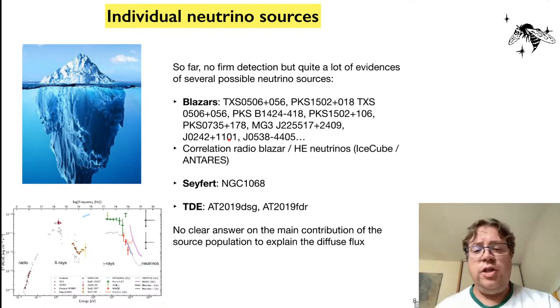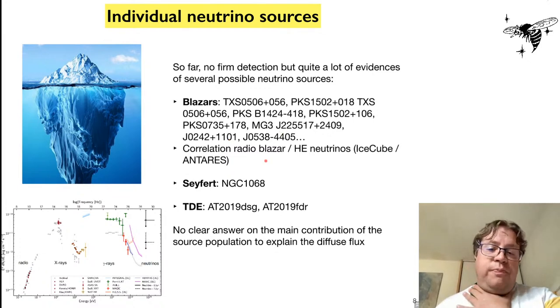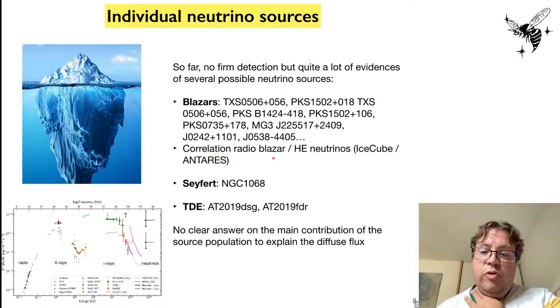If it's only a directional correlation, it is around 2 sigma. If it's directional plus time, it is around 3 sigma. And we have also one nice study by a Russian colleague on the correlation between radio blazars and high energy neutrinos between IceCube and Antares.